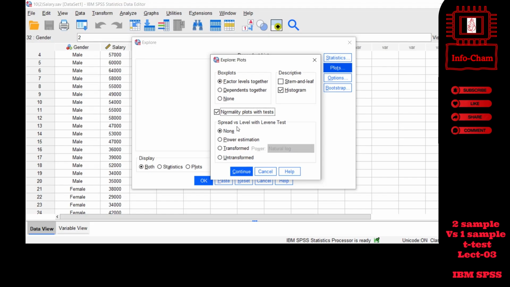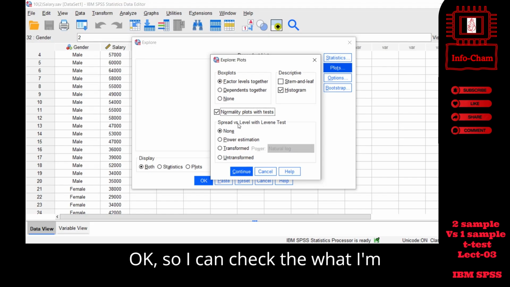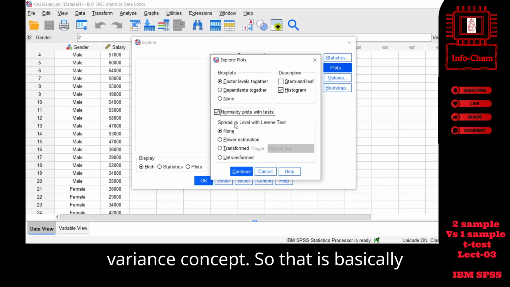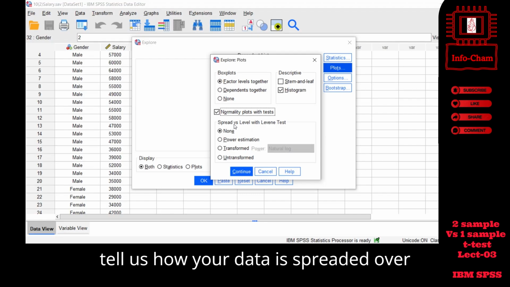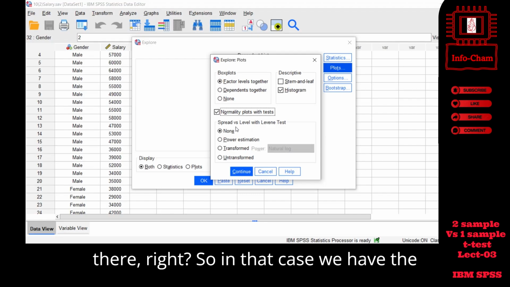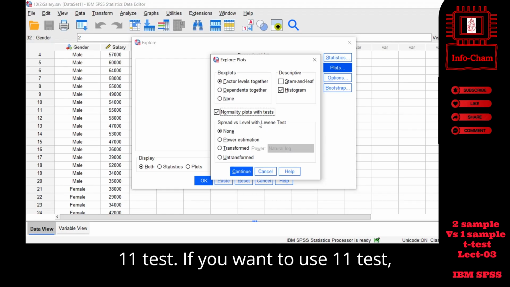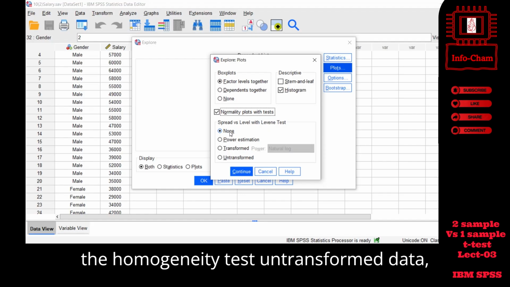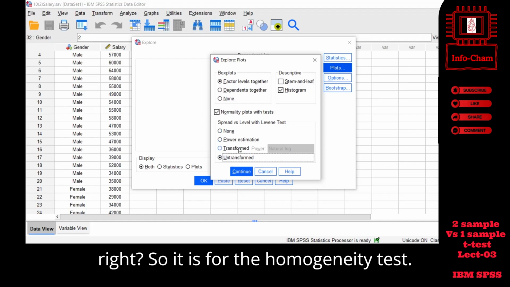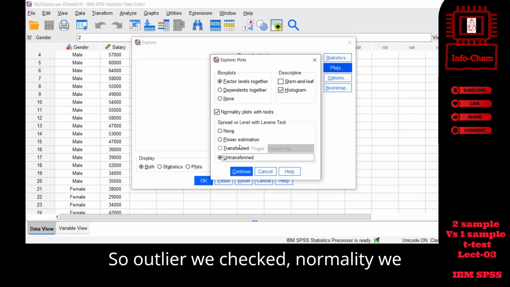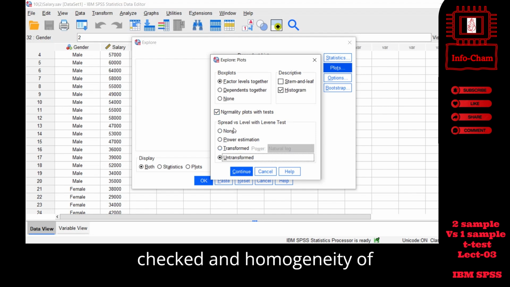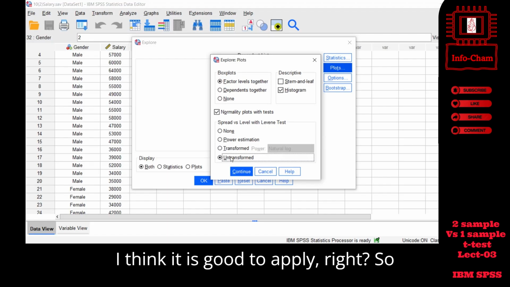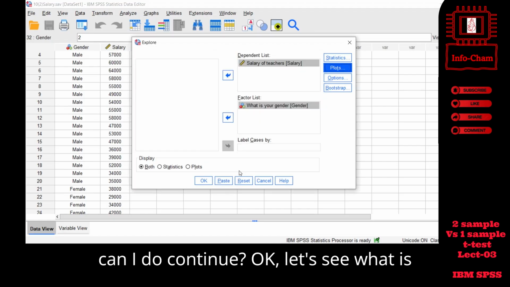So I can check normality, and then the homogeneity of variance, the equal variance concept. That basically tells us how your data is spread. In that case we have the Levene test. Right now I'm going to apply the homogeneity test on untransformed data. So the outlier we checked, normality we checked, and homogeneity of variance I checked. Three rules which I think are good to apply. So can I continue?